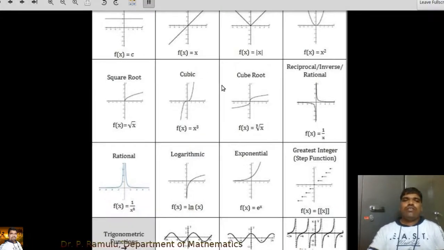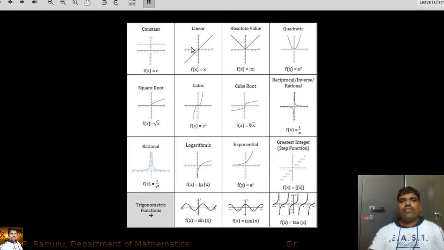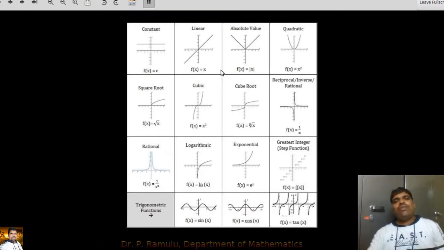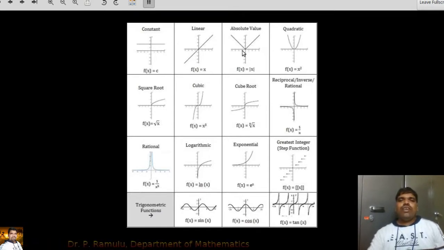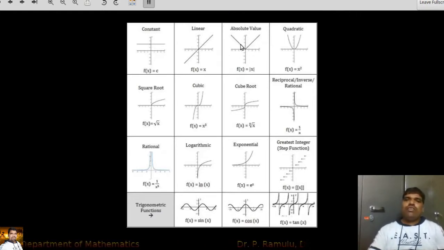Constant function. Here you can observe the constant function. So this is also a function. This is a constant function. f of x equals a constant. Next, it is a linear function, f of x going through the origin. It is a linear function. f of x equals mod x, so this is the absolute value function, the absolute value of a real number. So this is the modulus function.